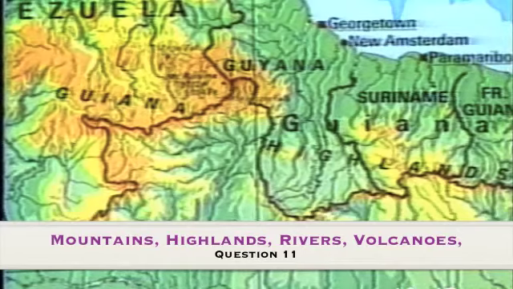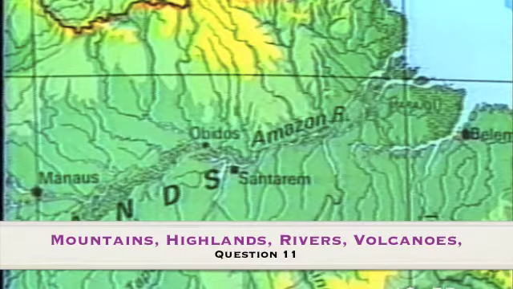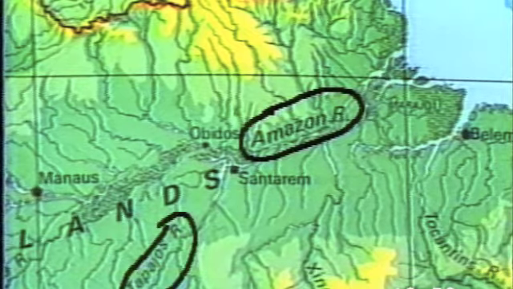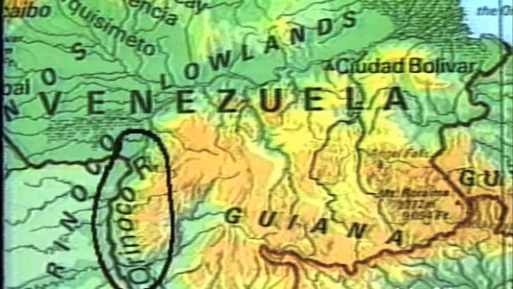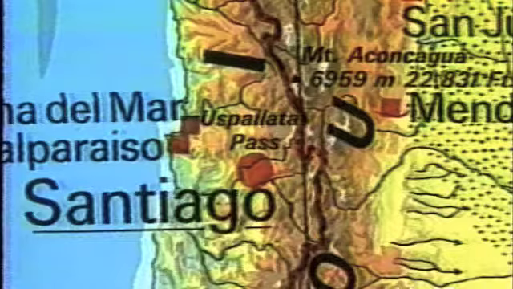What highlands region is found on the northern coast? Guiana Highlands is correct. Some of the rivers identified include the Amazon and some of its major tributaries, the Orinoco in the north, the Paraguay-Paraná river system in the southern part of the continent, and the Magdalena River in Colombia. High mountain peaks are also identified along with major volcanoes.